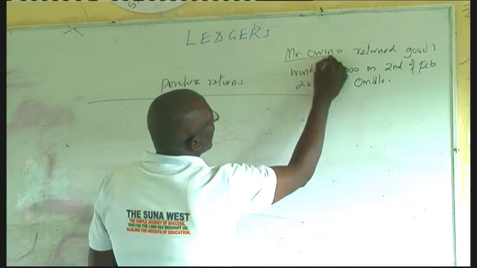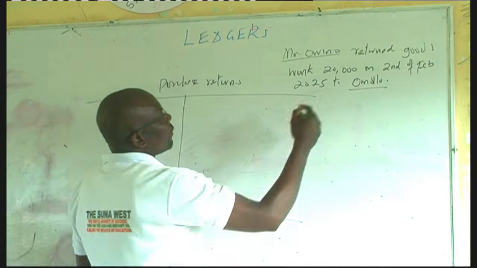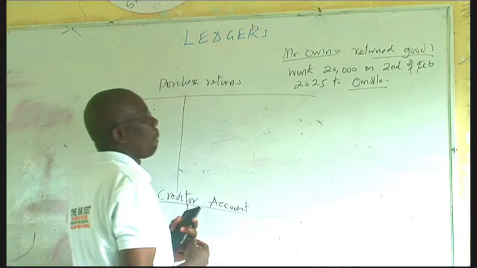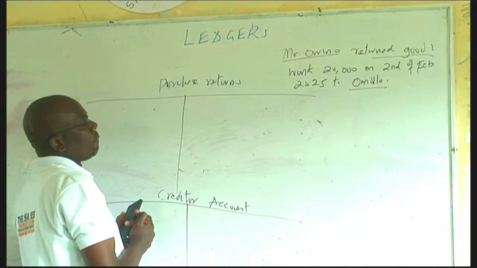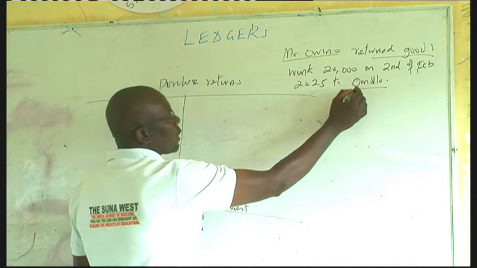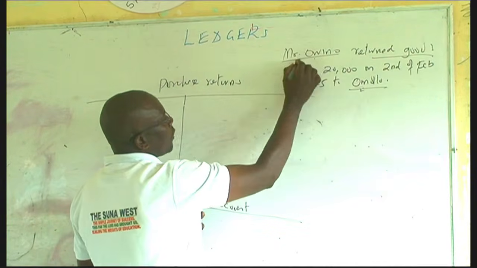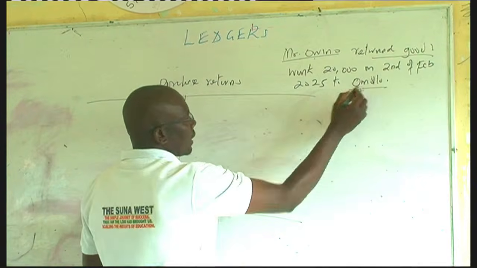So the goods were returned to Omolo. Now these goods are purchases, so that is what we call purchase returns. Omolo is the one that supplied the goods to Owino. Omolo in this case was the creditor because Owino purchased these goods on credit from Omolo. So Omolo is the creditor.